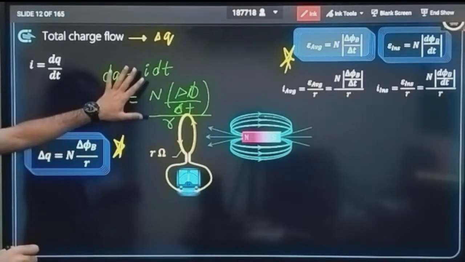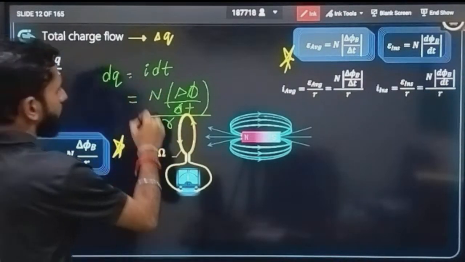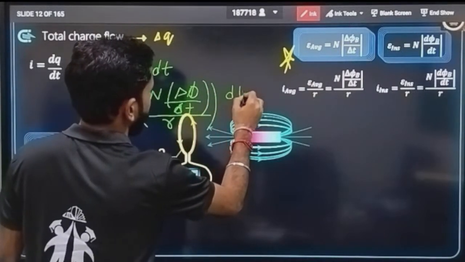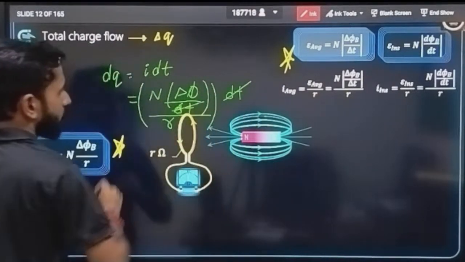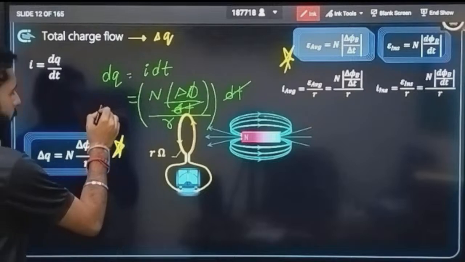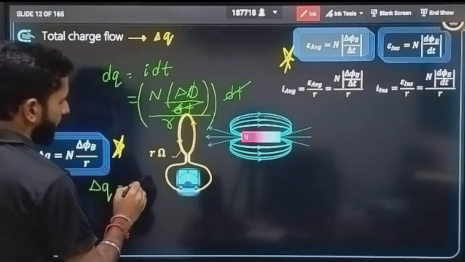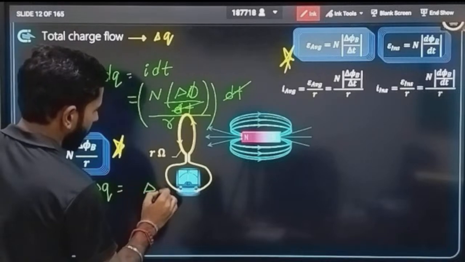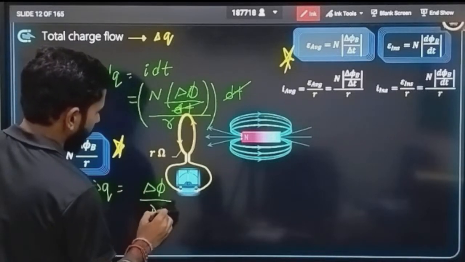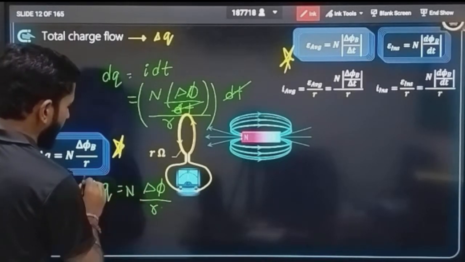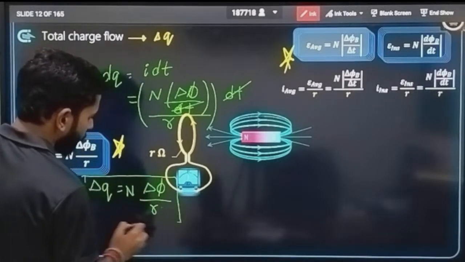Now dq you will be writing as current multiplied by dt. So dt will simply cancel out, and how will you write delta q? Delta q can be written as, it is a very important result that you have to remember, equals delta phi divided by r, and if n number of turns are there, multiplied by n. What is the total charge flown?